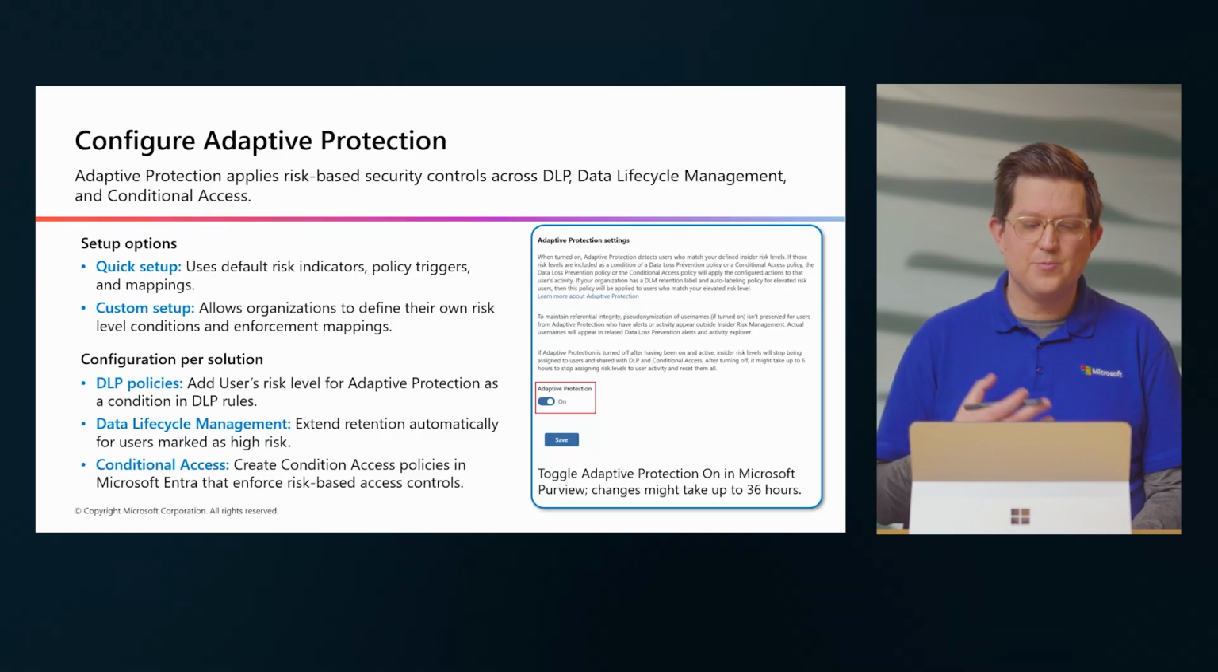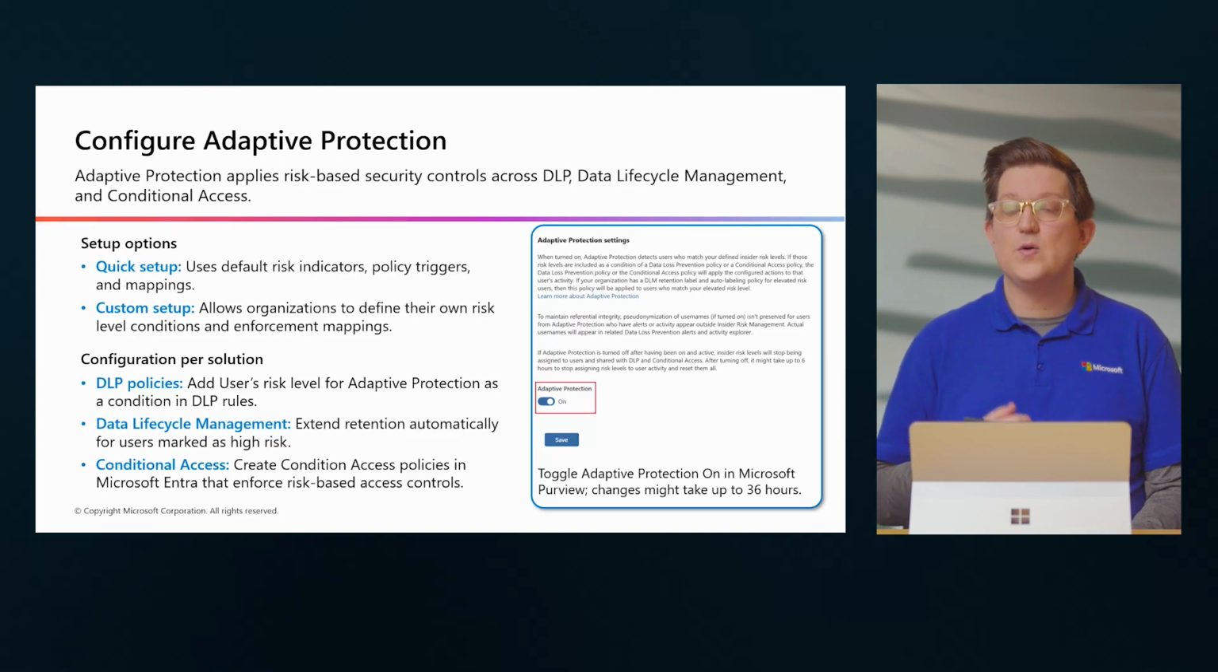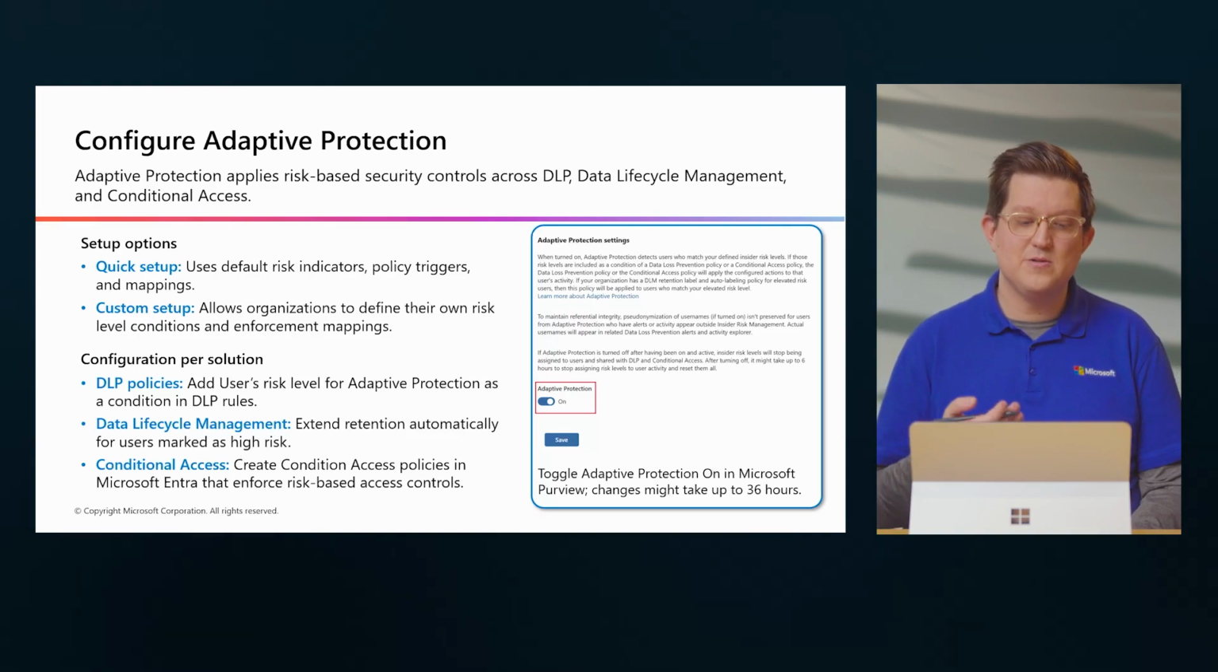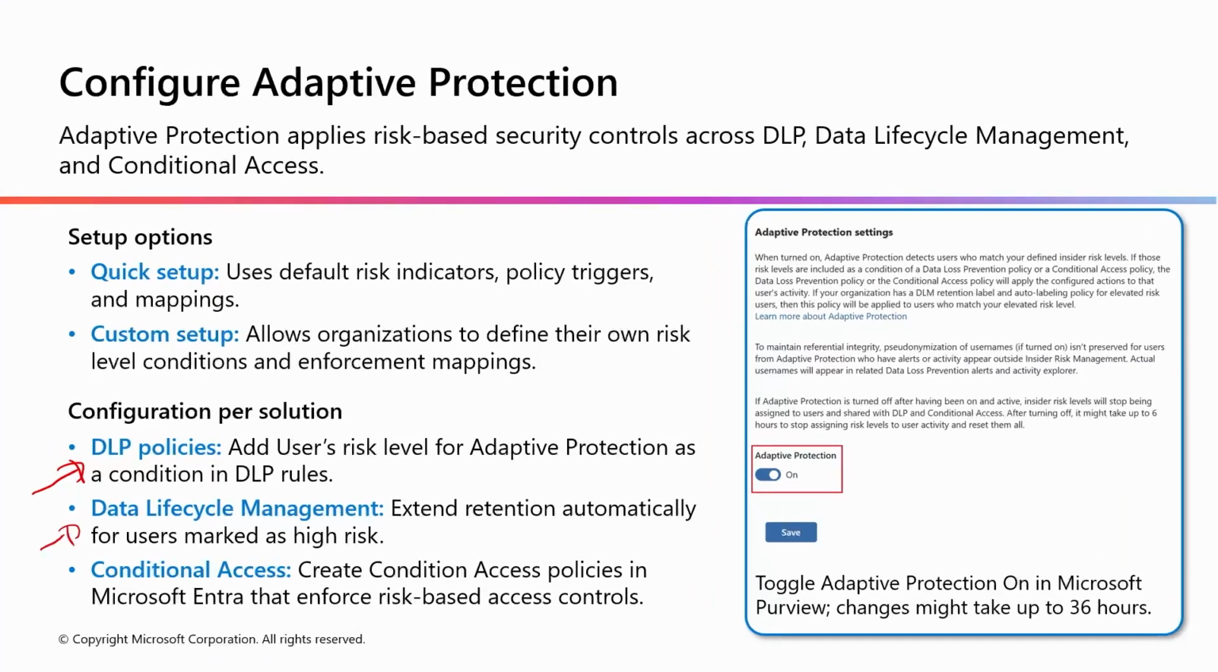Once it is actually set up and we've gone through either using the quick setup for the default indicators, or we create something custom where you map it to your own risk profile, conditions, etc., then you need to start going through and configuring on a per solution basis what it is you actually want to incorporate. So for example, DLP policies. If you're interested in using it there, you need to add the user risk level as a condition. If you want to use it for data lifecycle, you need to extend retention automatically for things that a user creates when their risk level is elevated. Essentially, keep the files they create when they might be out the door, something along those lines.